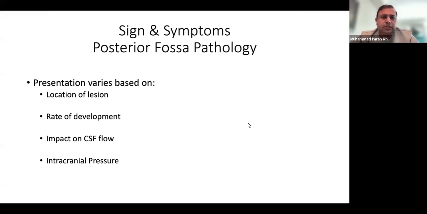So the clinical presentation of a patient with posterior fossa pathology varies based on the location of the lesion, the rate at which the lesion is developing, the impact it's having on the cerebrospinal fluid flow, and the intracranial pressure changes it's causing.